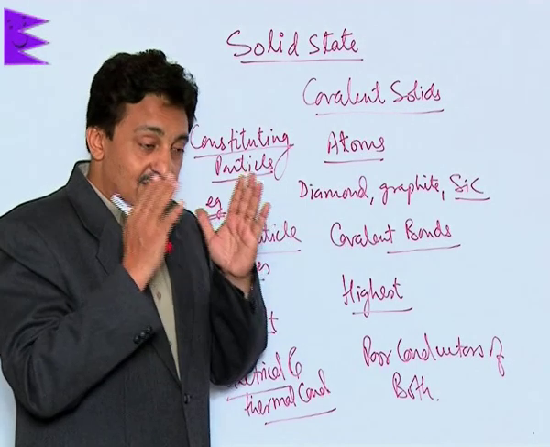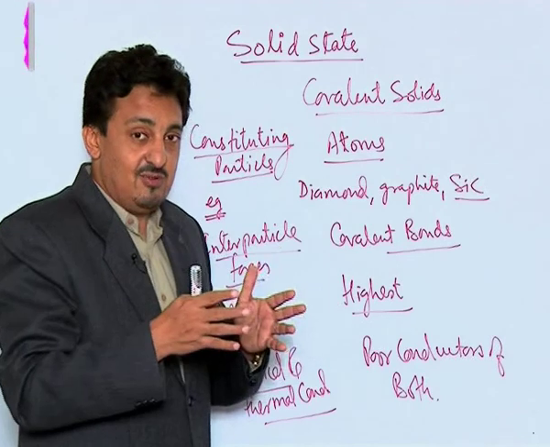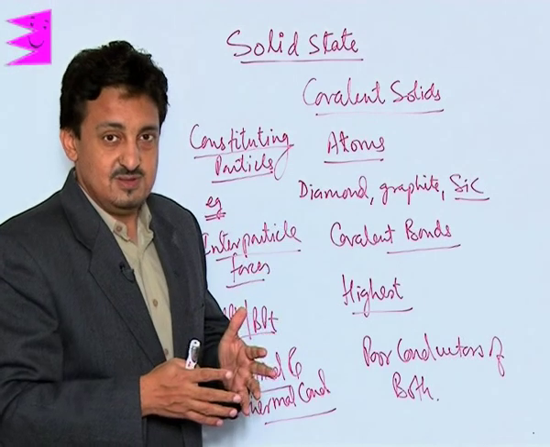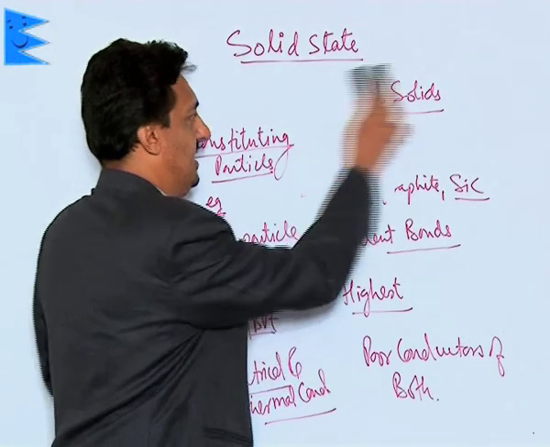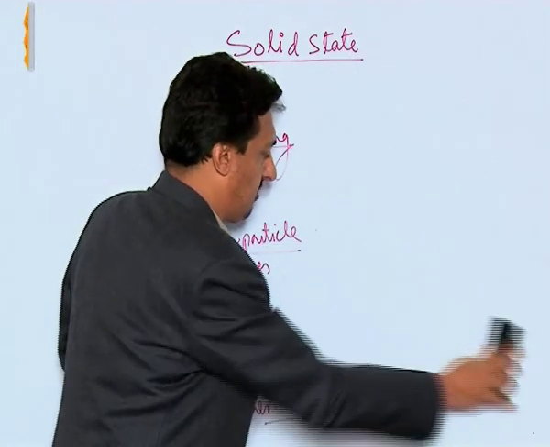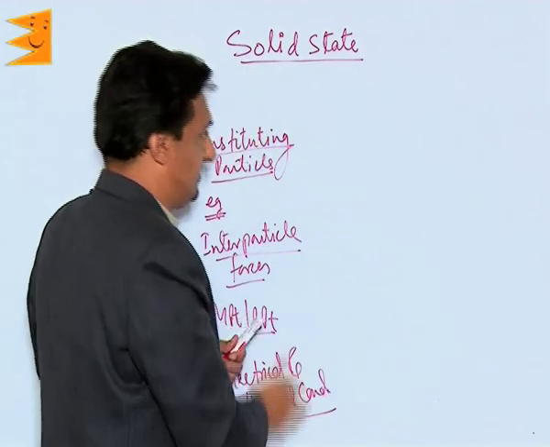We normally don't think that they can be crystalline solids. Yes, they are crystalline solids. Let us move to the third category, which is called metallic solids.